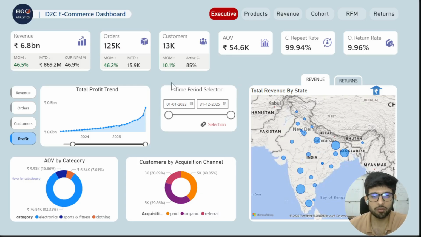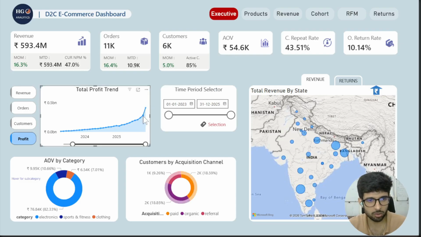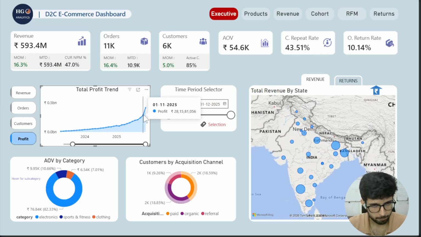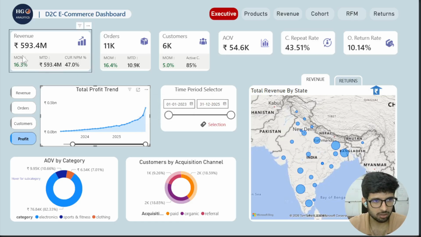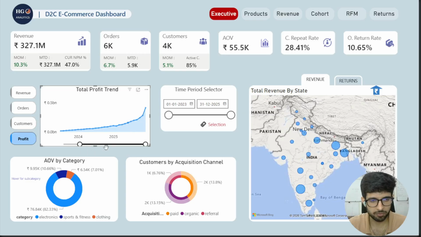If the executive wants to see a specific period, say some big billion day sale or something like that, then I have given a complete slicer so that he can go into one day, one month, or any period in between to check the status of his company. Let's just click on one month. This is November of 2025. You can see the revenue has changed, orders have changed, customers, everything has changed. So yeah, this is working perfectly.